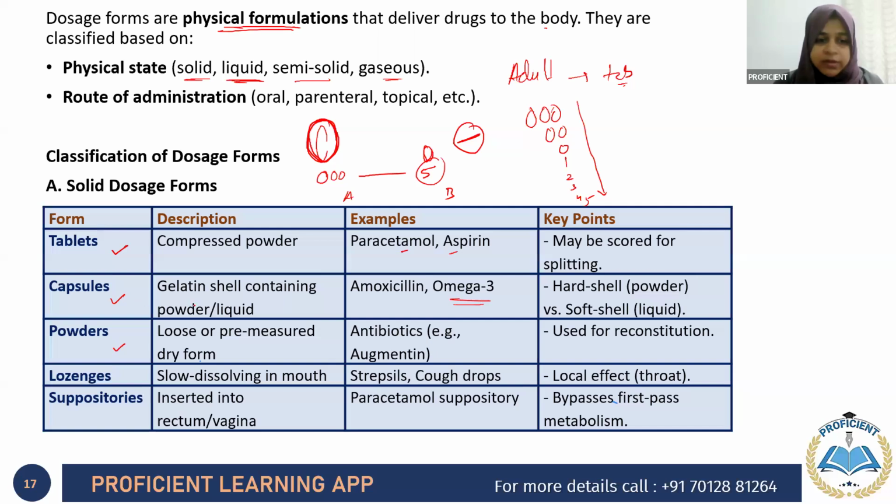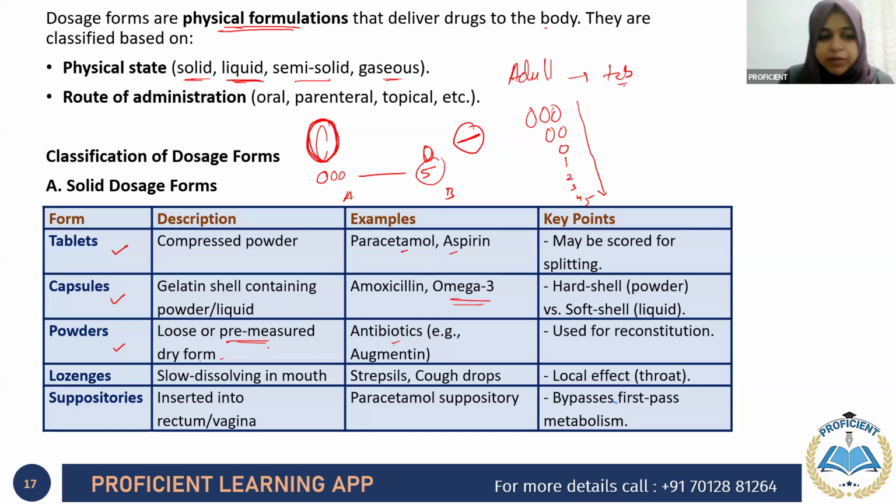Then you have powders. Powders are a pre-measured dry form. Usually antibiotics are present in powdered form. Just before taking it, you add sterile water to it and mix it, and the baby takes it within 7 days. So that is dry powders. Then you have lozenges, which you keep in the mouth when you have a throat infection and slowly suck on, right?